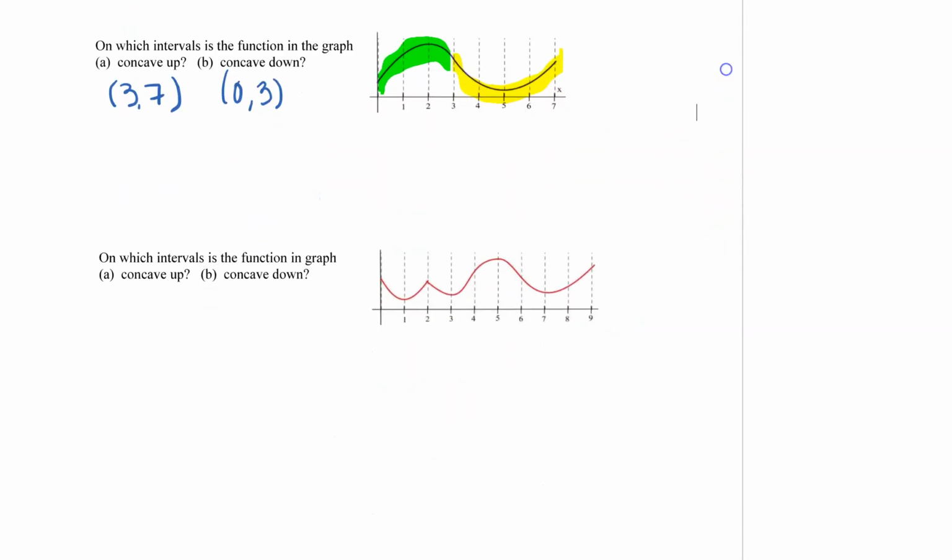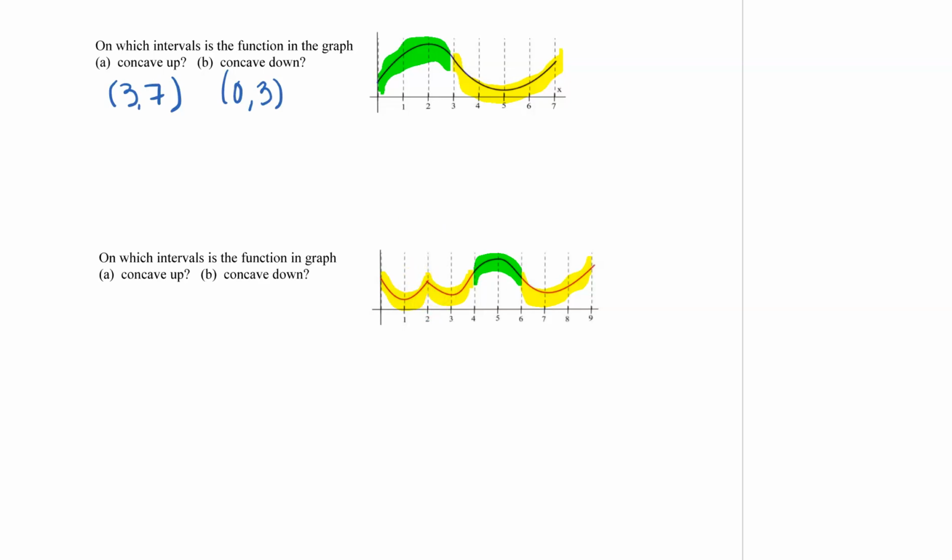Let's do another one. On which intervals is the graph concave up and concave down? So concave up, we can see, is going to be in this grouping. It pauses and it concaves up again. And then we're concave down, then we concave up here. And so you're looking for where that concavity is changing. Here's that concave down. Be careful with little areas like this.